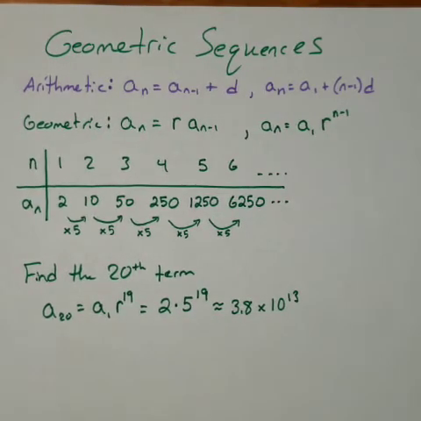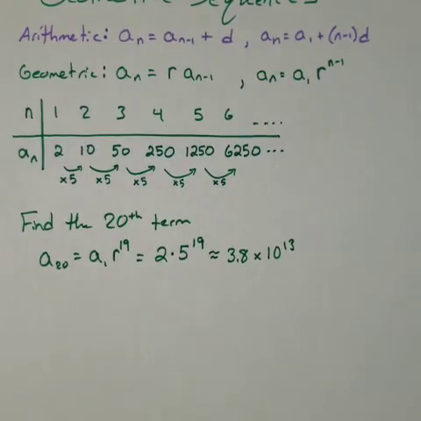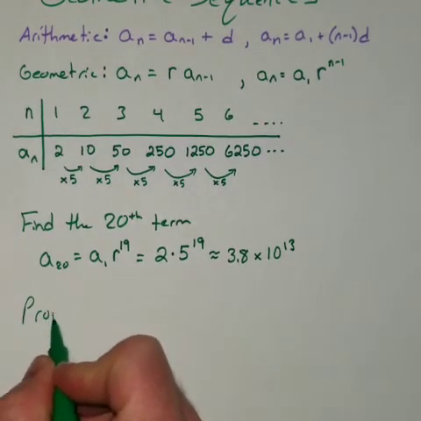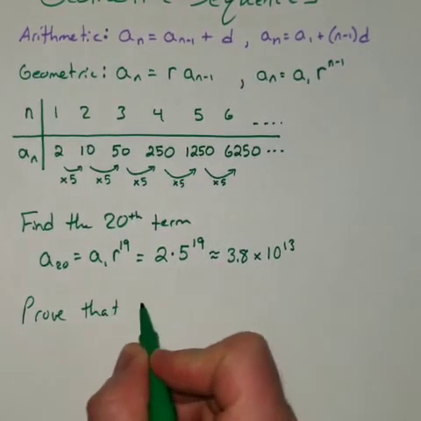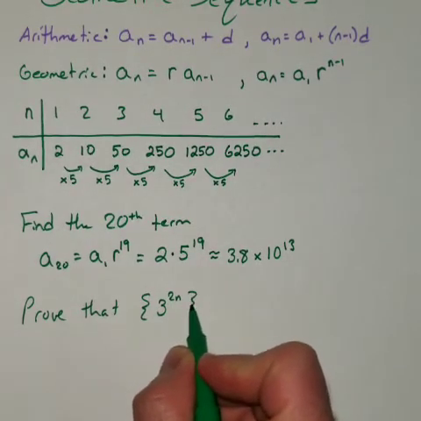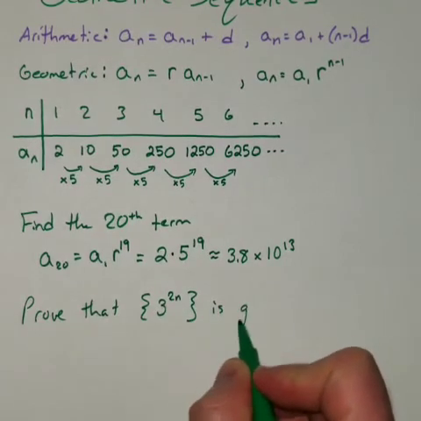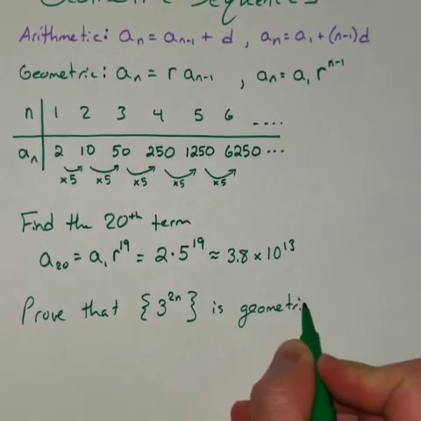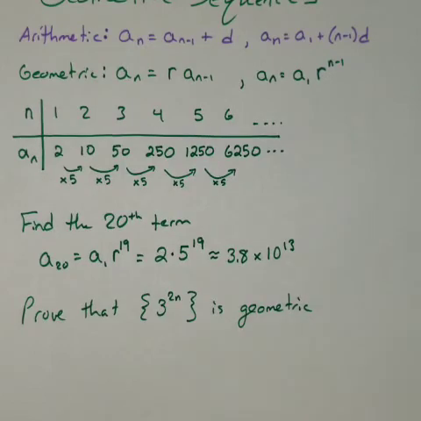Okay, so now we're also going to try and prove that a sequence is geometric. We did this with arithmetic sequences last time. And so let's try to prove that 3 to the 2n is geometric. Okay? We're going to try to prove that. Maybe it is, maybe it isn't, but if it is, we'll prove it.